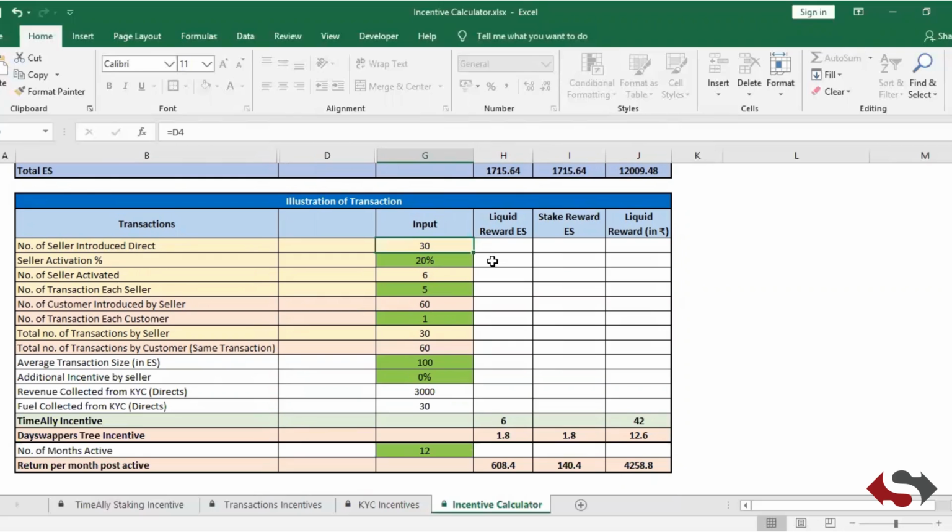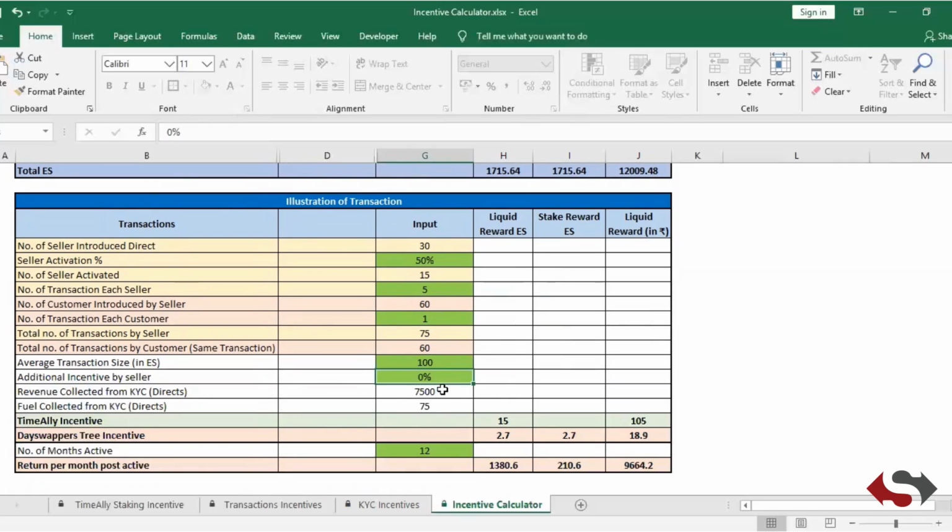So I had around 30 directs, out of which around 50% of them are active, around 15 people. And on each of them, around 5 transactions are taking place. Out of the 60 customers in my tree, each is doing at least 1 transaction to be active, and around 100 transactions on any of the platforms, and I have no additional incentive from the seller.